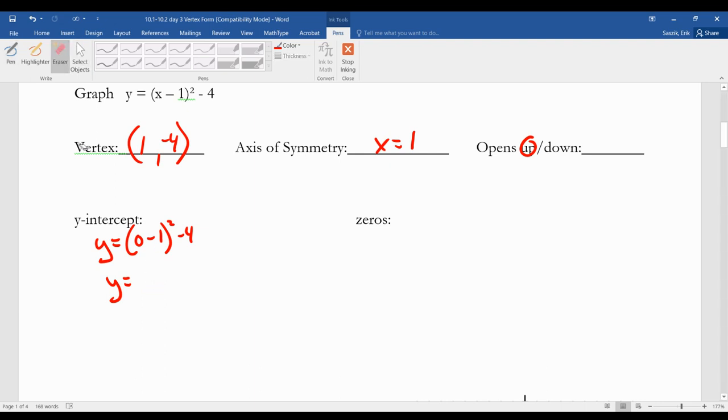God, I'm having a brain lapse today. Negative 1 squared, of course, is just 1. Man, I'm getting all distracted because things aren't working right here. My pen's not working.